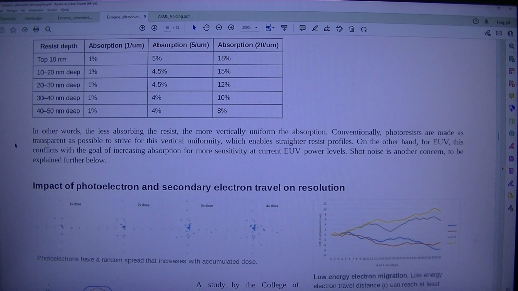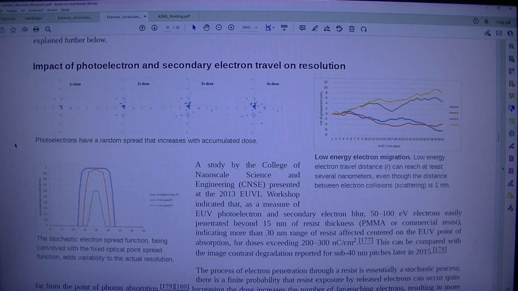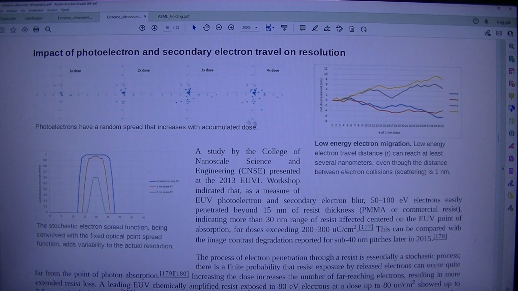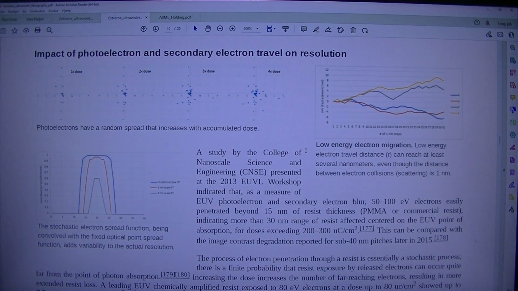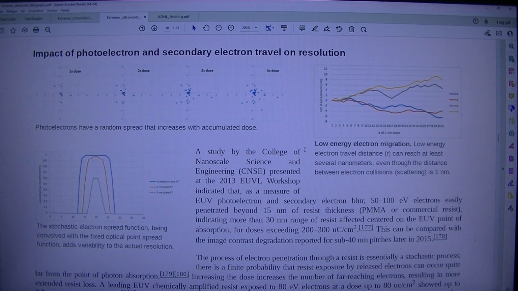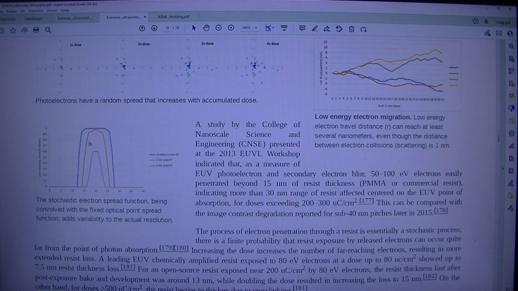Impact of photoelectron and secondary electron travel on resolution. Low energy electron migration. Low energy electron travel distance, R, can reach at least several nanometers, even though the distance between electron collisions, scattering, is 1 nm. Photoelectrons have a random spread that increases with accumulated dose. The stochastic electron spread function, being convolved with the fixed optical point spread function, adds variability to the actual resolution.